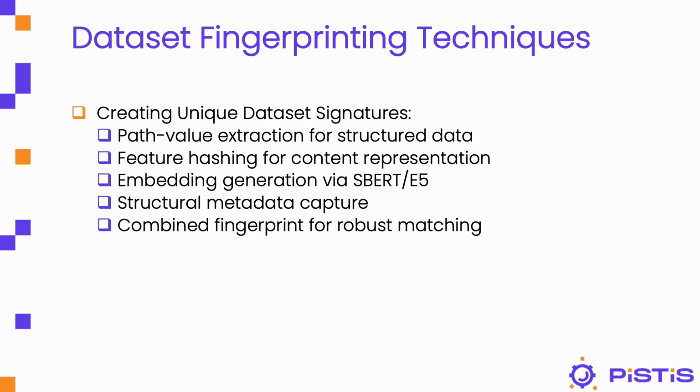To support reliable matching, the system generates robust dataset fingerprints using multiple techniques. These include path value extraction for structured data, feature hashing to capture content characteristics, semantic embedding generated with models like SBERT and E5, and structural metadata. By combining these elements, the system creates a fingerprint capable of detecting both exact matches and more subtle modifications.